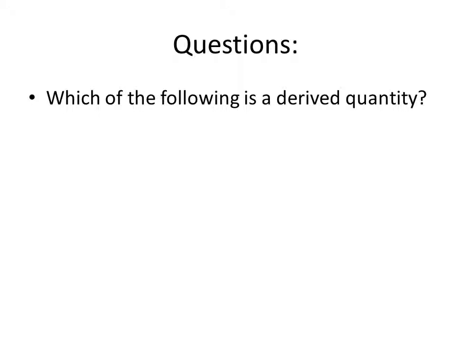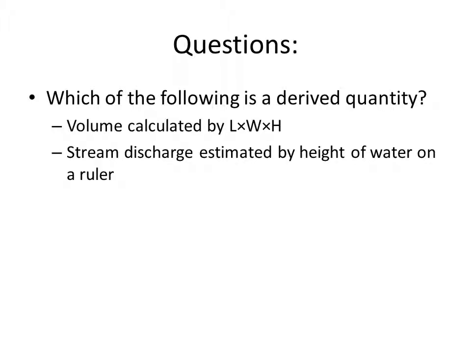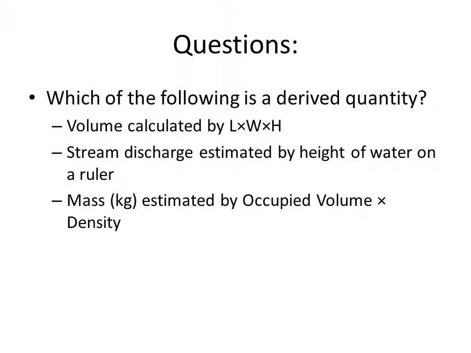Another question is: which of the following is a derived quantity? The previous one focused on fundamental calculations. This one is a derived quantity. The options might be volume calculated by length times width times height; stream discharge estimated by height of water on a ruler or a placard, like you saw in the last slide; mass estimated by the occupied volume times the density of the fluid; and latitude and longitude. That is up to you to figure out.